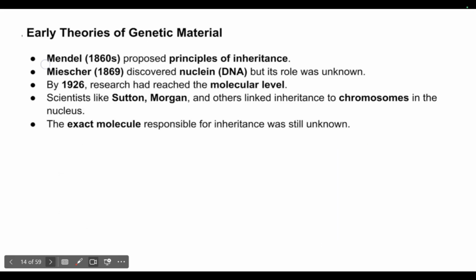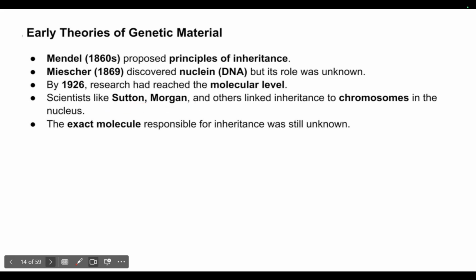So first, Mendel gave the principle of inheritance. He had no idea about DNA. Then Miescher discovered DNA and called it nuclein. But still the molecular nature of DNA was not known. Then gradually, Sutton and Boveri gave the chromosomal basis of inheritance, and Morgan gave the concept of linkage.